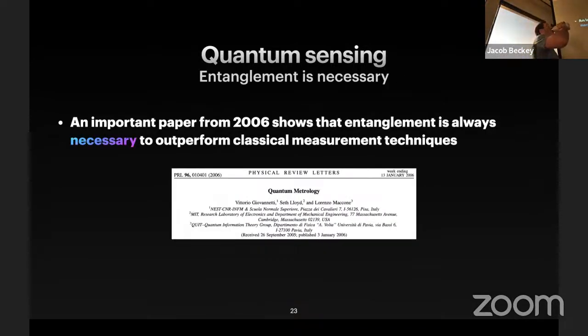You might wonder, is entanglement necessary? You might say it does help. So you might say it's sufficient for an improvement, but is it necessary? In this paper in 2006, that has been cited probably a couple thousand times by now, shows that entanglement is necessary to outperform classical measurement techniques. You do need an entangled state to surpass what they call the standard quantum limit. That piece of jargon is confusing because it sounds like it's some quantum mechanical thing. But what that means is if you take into account all of the possible noise sources and you have the best possible performance for your classical system, they call that the standard quantum limit. And you can't surpass that without entanglement.